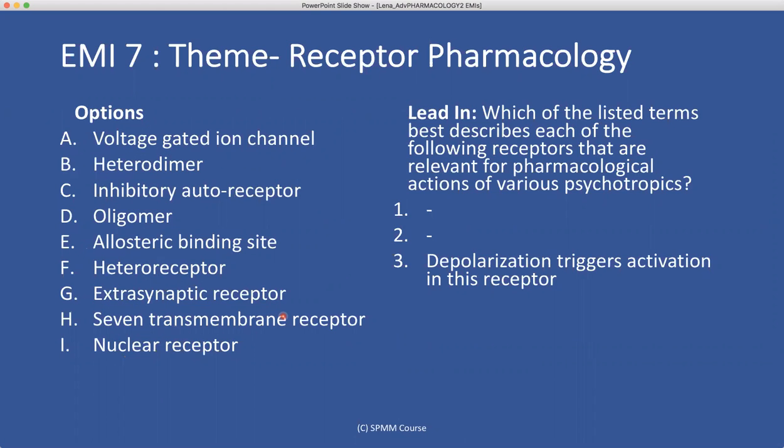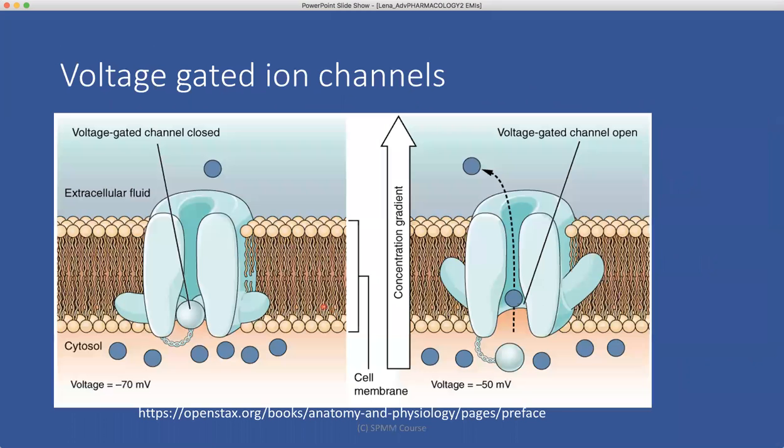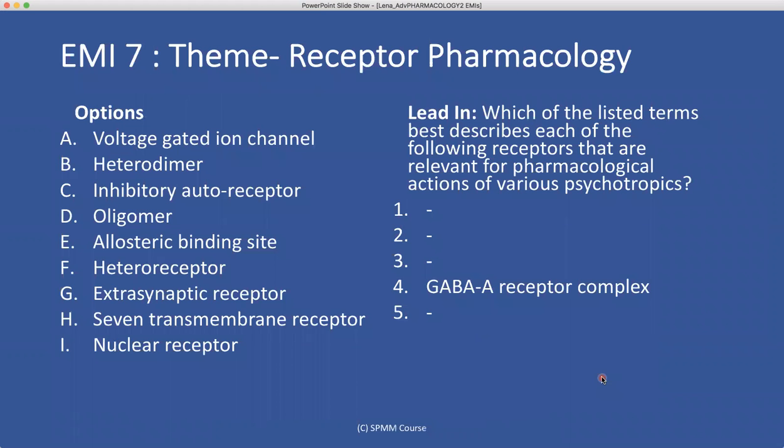Depolarization triggers activation of this receptor. What receptor is triggered by depolarization? You have voltage gated ion channels. What are voltage gated ion channels? You have a blockade, like a gatekeeper, and that gate is opened when there is depolarization. When the voltage inside the cell is minus 70, they're closed. When it's minus 50, which means it's more positive now, less negative, depolarization has happened, then they open. So these are voltage gated ion channels.